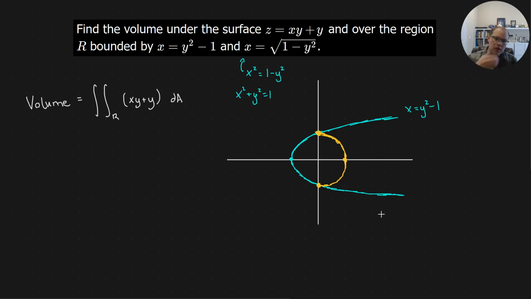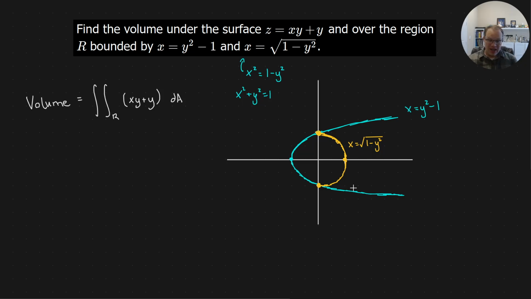So that was x equals square root of 1 minus y squared. So this is the region that we're dealing with here, region R.